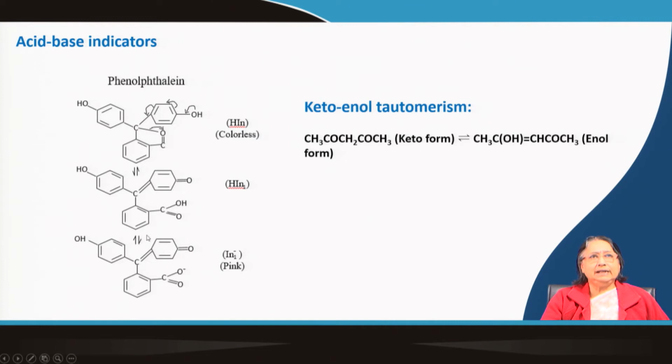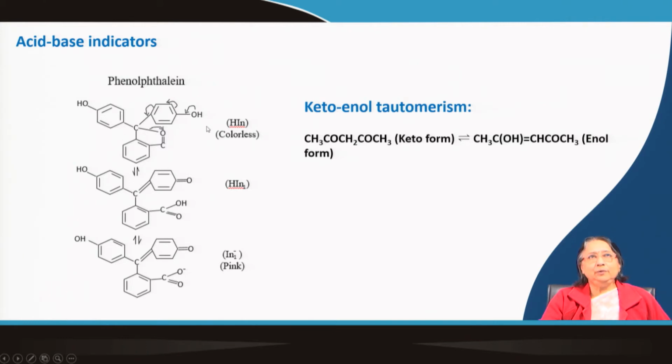Now, about the color. Chromophoric group means there is an alternate double bond, single bond, double bond, single bond. If it is there, we know the color is developed. Here this type of bond is not there, that is why this is the colorless form. So, when phenolphthalein is present in this form, we see no color, that means it is colorless.